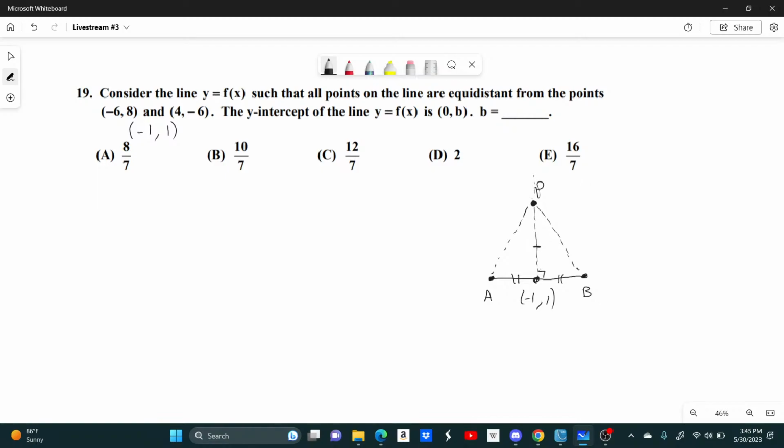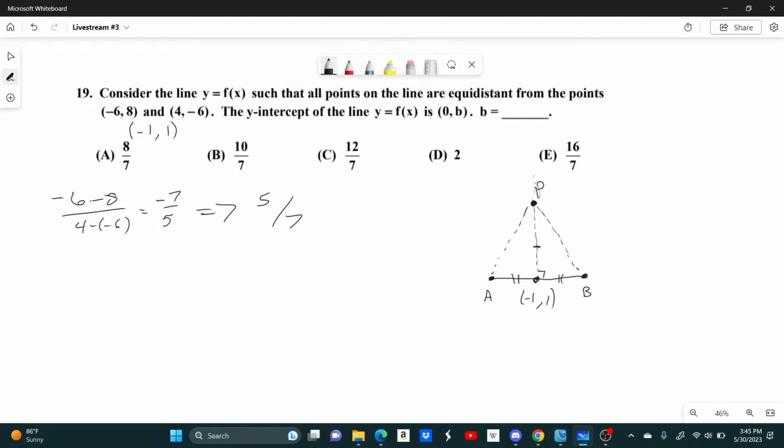And let's see, what's the slope? So the slope between these two points, it's like this, right? Negative 6 minus 8 over 4 minus negative 6 is negative 7/5. So to find the perpendicular slope, it's the opposite reciprocal. So this turns to just 5/7.